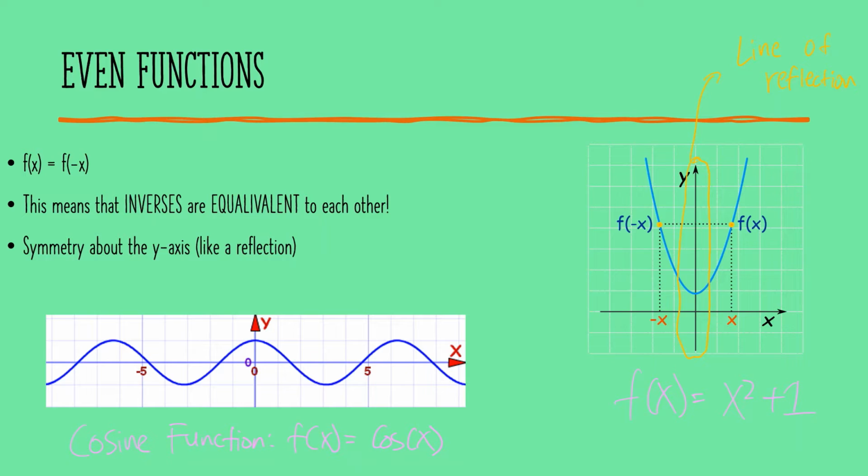Same thing could be said for the cosine function. f of x equals cosine of x. Notice how the y-axis here is the line of reflection, right? So we can see how from here to the y-axis reflects from here to the other side.